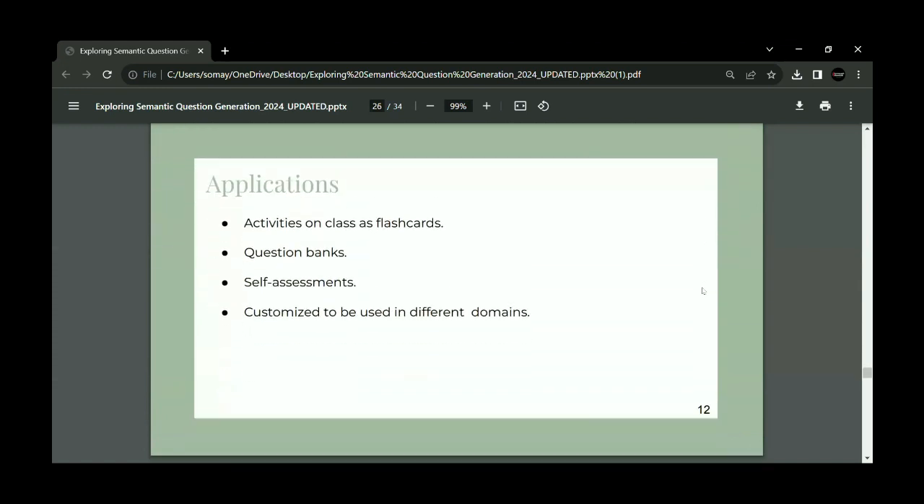The question generation approach can be used for many applications, such as flashcards in the classes, and for question banks, and it can be used in self-assessment. The ontology can also be customized to be used in different domains to generate questions in many domains.